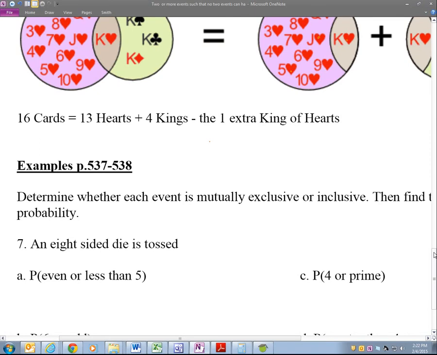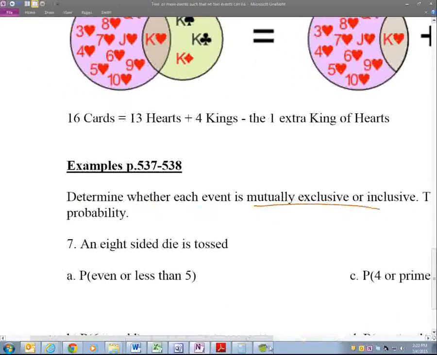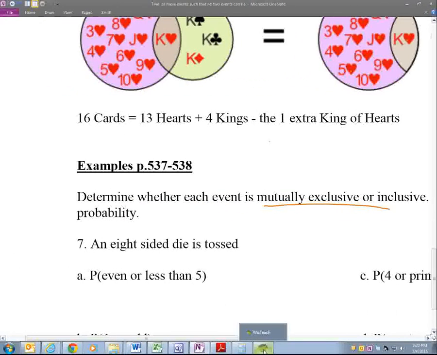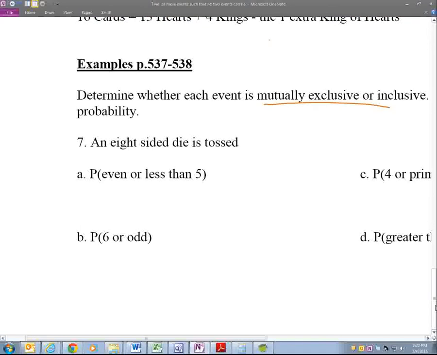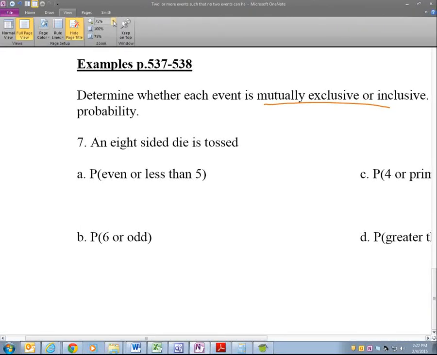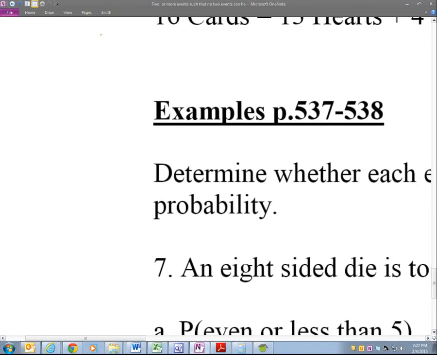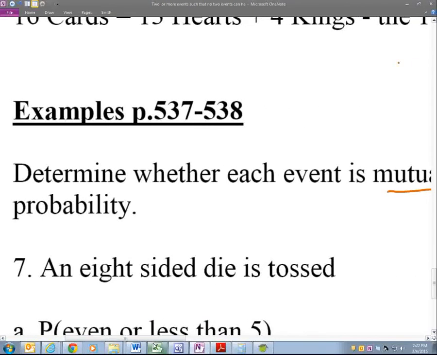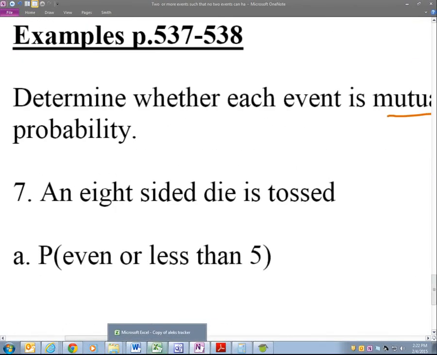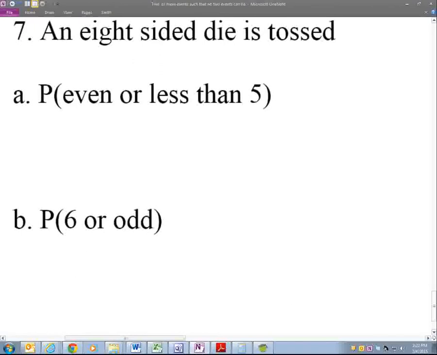Determine whether an event is mutually exclusive first. There's 2 parts to this. And then you are going to find the probability. So, first situation. I'm really going to zoom in here because I did not have enough room before. So, you're going to use all the space in your notes around this. You probably won't be able to write as small as I do, but you're going to want to use all the space that you have.